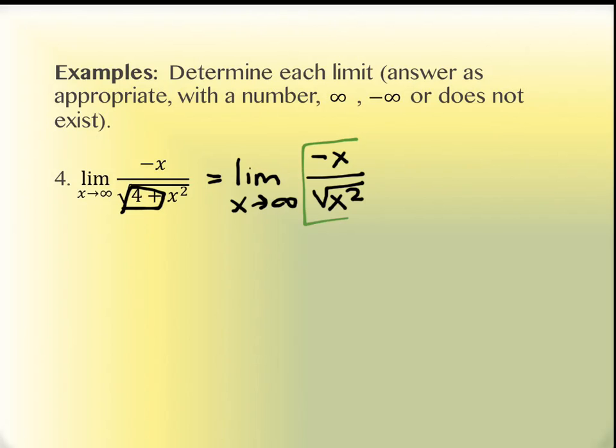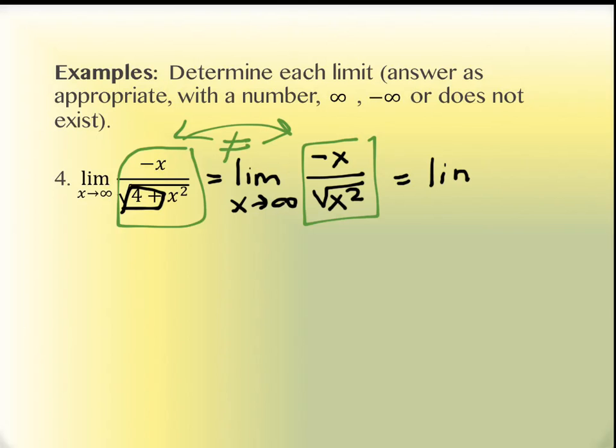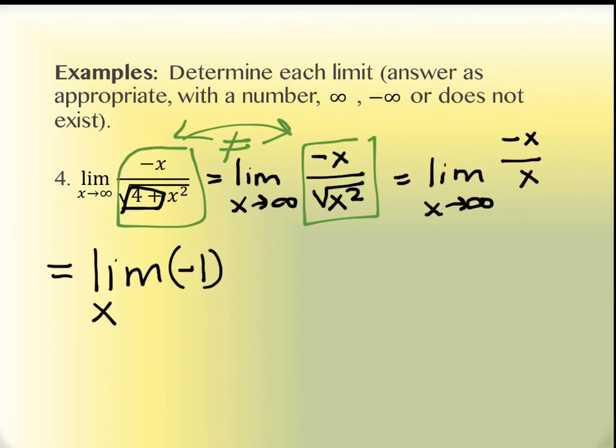Let me say that one more time. This function right here and this function right here, these are not equal. However, their limits, as we go to positive infinity, are equal. And the reason that that's helpful is because, as you can tell, the denominator on this second function is then reducible. I actually end up with negative x over x, which means that this is equal to the limit, if I reduce that, of negative 1. And that's just a constant. So the limit as x approaches infinity of a constant negative 1 is negative 1. So this limit is actually negative 1.